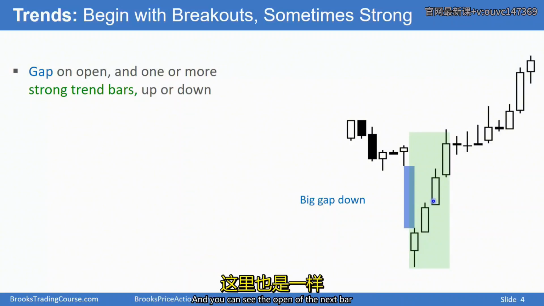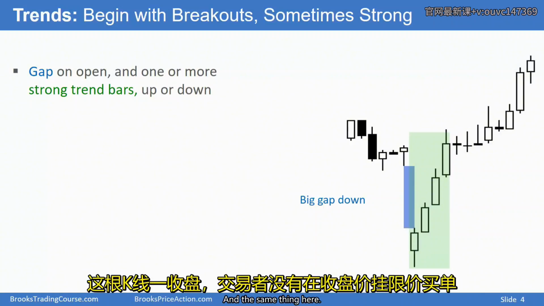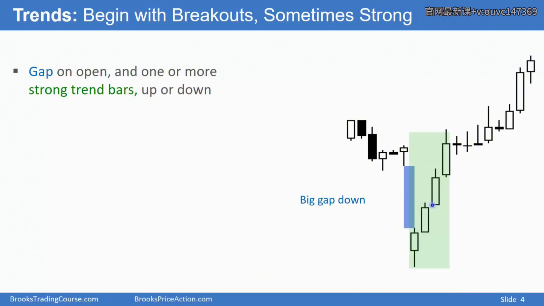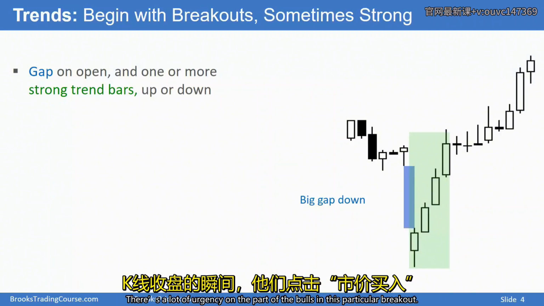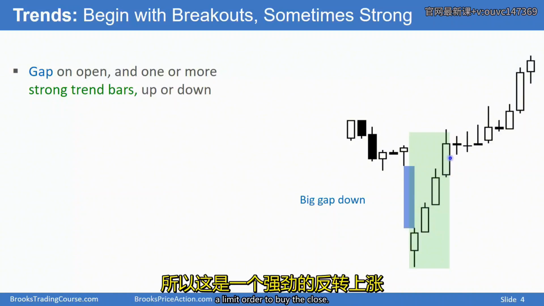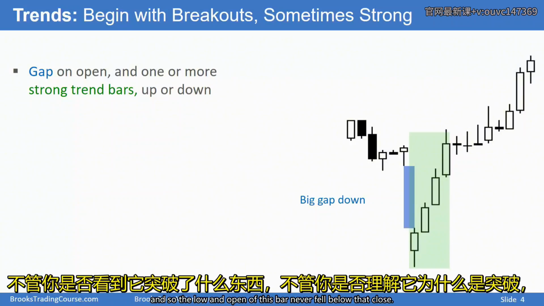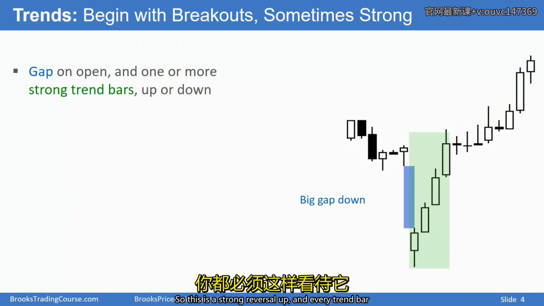And the same thing here. There's a lot of urgency on the part of the bulls in this particular breakout. As soon as this bar closed, traders did not place a limit order to buy the close. As soon as the bar closed, they hit buy the market. And so the low and open of this bar never fell below that close. So this is a strong reversal up, and every trend bar or series of trend bars is a breakout. Does not matter that you do not see the breakout or understand what the breakout is, but that's how you have to think of it.